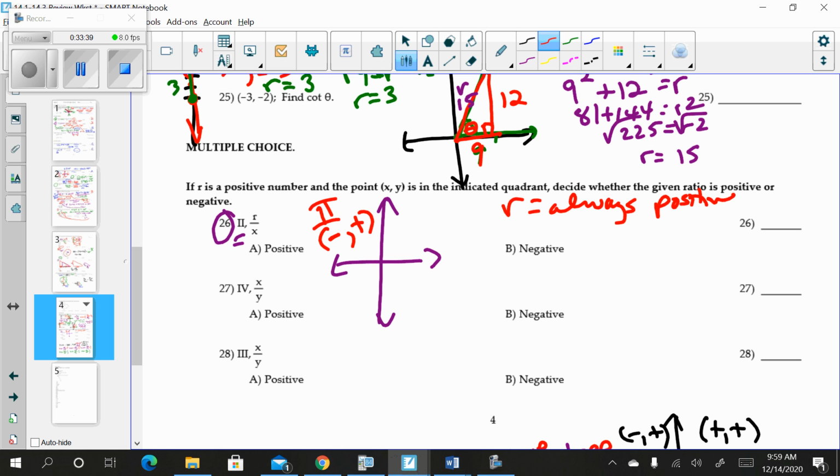So they're asking you to calculate a ratio. They want r over x. Well, r over x, if the r is always positive, x's in quadrant 2 we know are negative. What happens if you take a positive divided by a negative? You're going to get a negative answer. So it's just making sure you know how to find the signs of your answers.